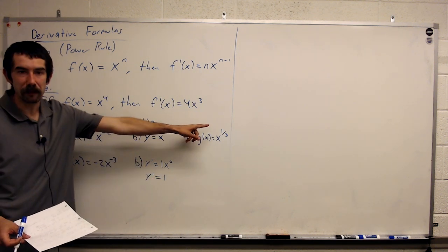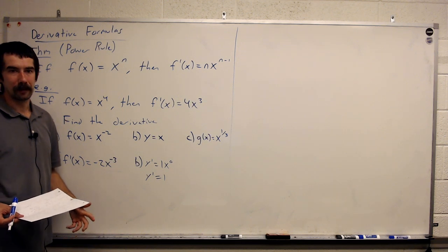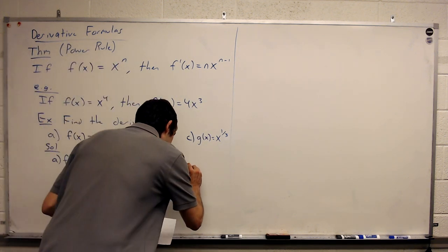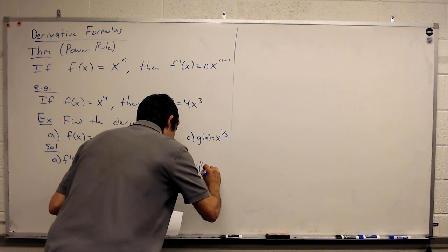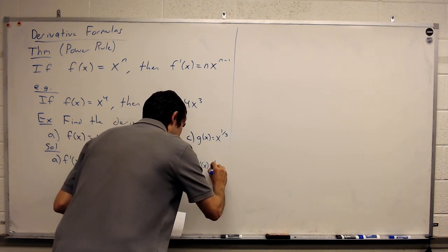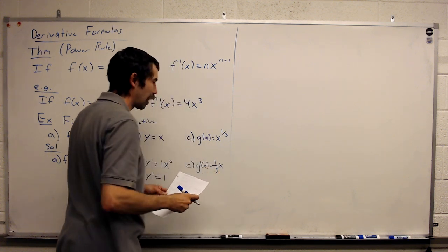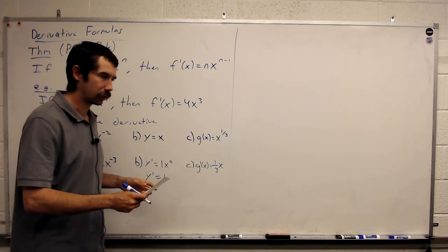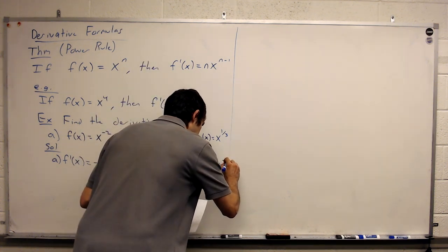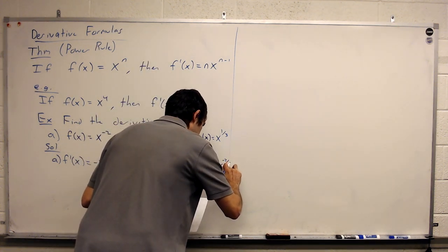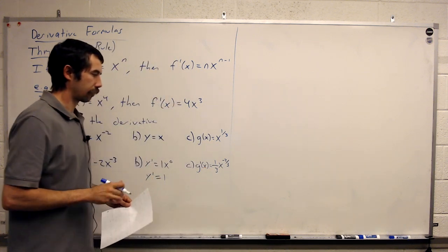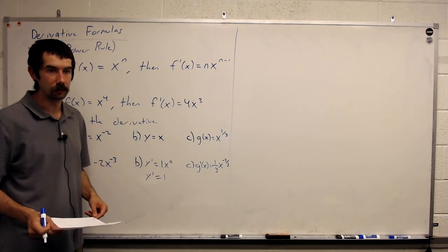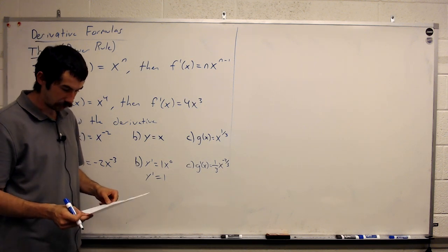And now finally, we have a fractional exponent. But have no fear, the rule still applies. So g prime of x equals, we bring the power in front, and we subtract 1 from this power. 1/3 minus 1 is negative 2/3. So the derivative of x to the 1/3, or the cubed root of x, if you will, is 1/3 x to the negative 2/3.